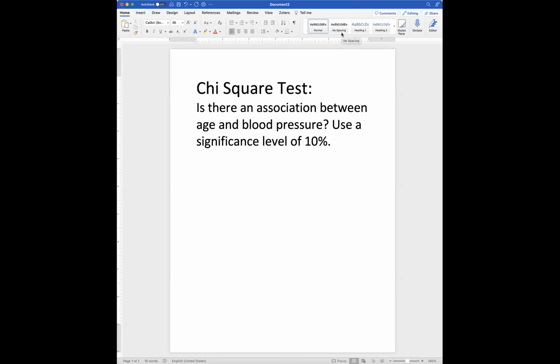You might be wondering why we're using a chi-square test when things like blood pressure are interval or ratio levels of measurement, as is age. But you're going to see that the data we have is simply categorical or ordinal.